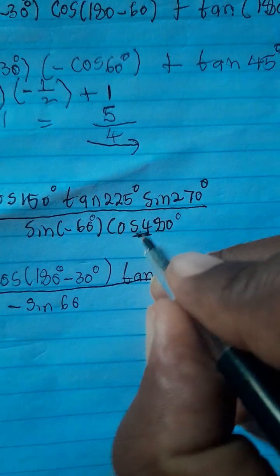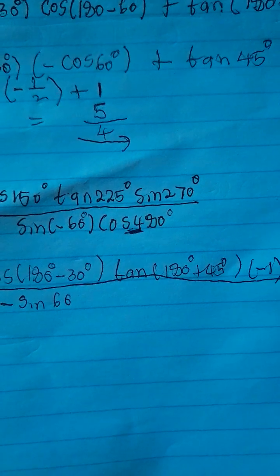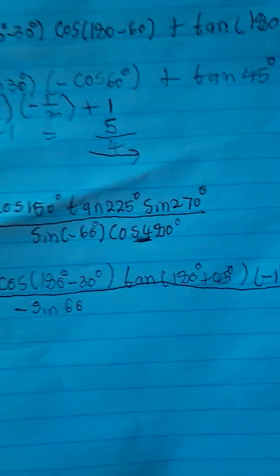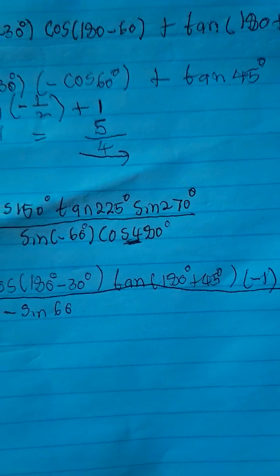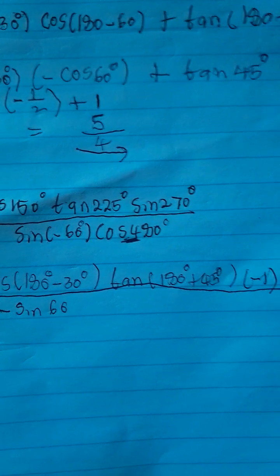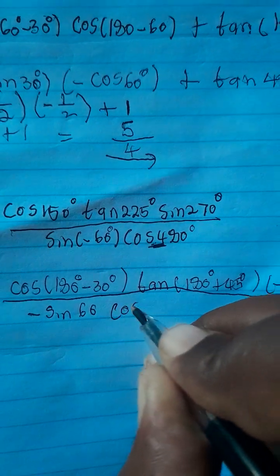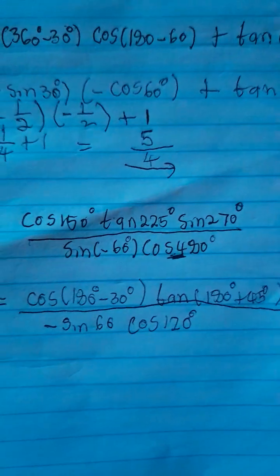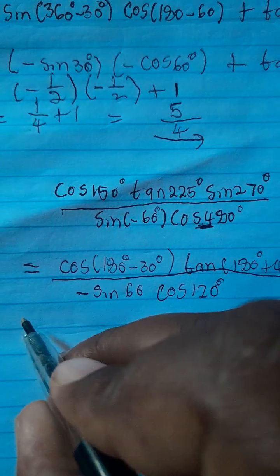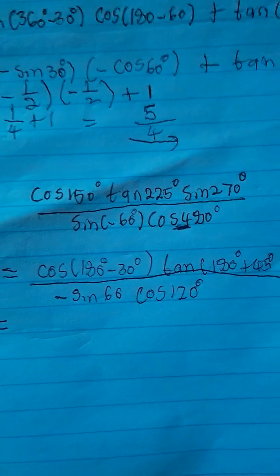So we have cos 480. If we reduce 480, let's punch our calculator. Just say 480 minus 360. What are you getting there? You are getting 120. So this will be cos 120 degrees. Are we done? Not yet.